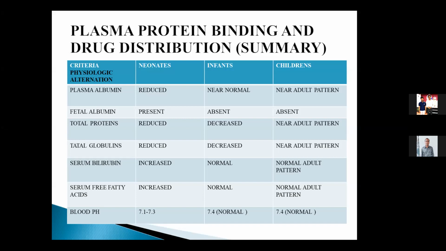Total protein is reduced in neonates, decreased in infants, and decreased, near the adult pattern, in children. Total globulin is reduced in neonates, decreased in infants, and near the adult pattern in children. Serum bilirubin is increased in neonates, normal in infants, and at the normal adult pattern in children. Serum free fatty acid is increased in neonates, normal in infants, and at the normal adult pattern in children. Blood pH is 7.1 to 7.3 in neonates, and 7.4, normal, in infants and children.